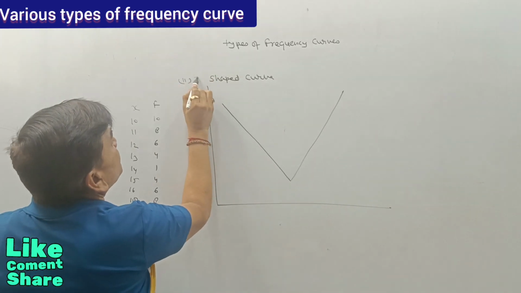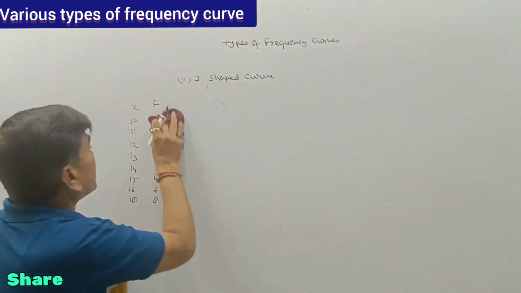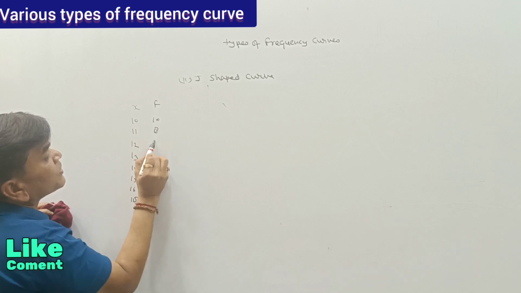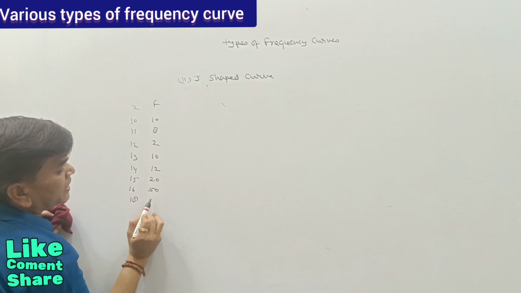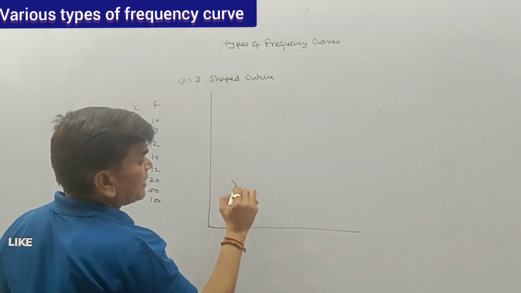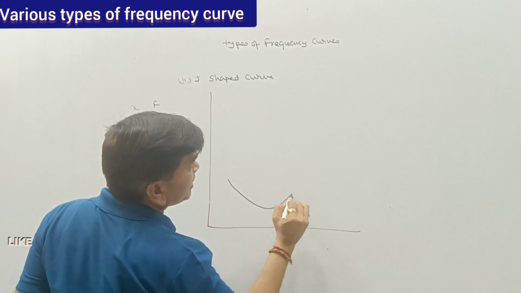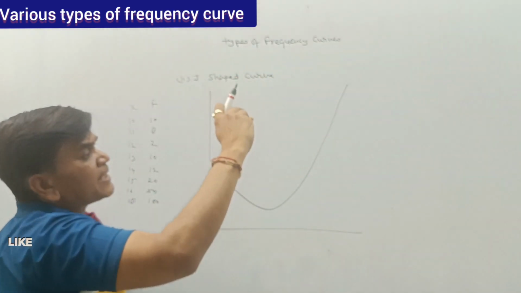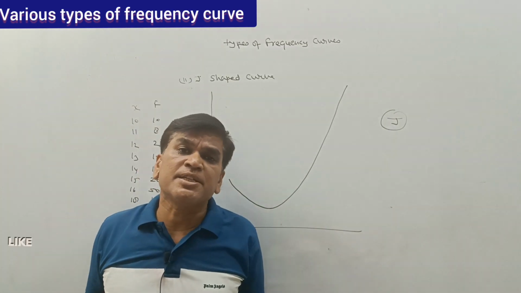One may be the J-shaped curve, also a frequency curve. Suppose the frequency first decreases: 10, 8, 2, then 10, 12, 20, 50, 100. So first the frequency is decreasing, 10, 8, 2, then speedily it is increasing. So this is like a J, the alphabet J. So this curve will be called a J-shaped curve.